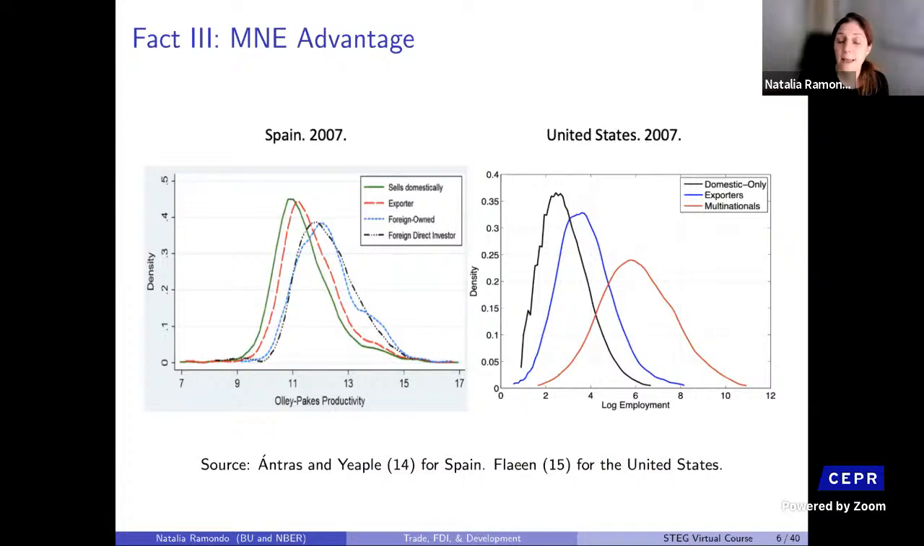What is also there is that black bell that shows that foreign affiliates of foreign multinationals operating in Spain are also the most productive firms and the largest in their economy. So the MNE advantage shows up in the home country and also in the host country. So these three facts, and one more that I'll show you in a minute, will motivate most of the theories, actually.